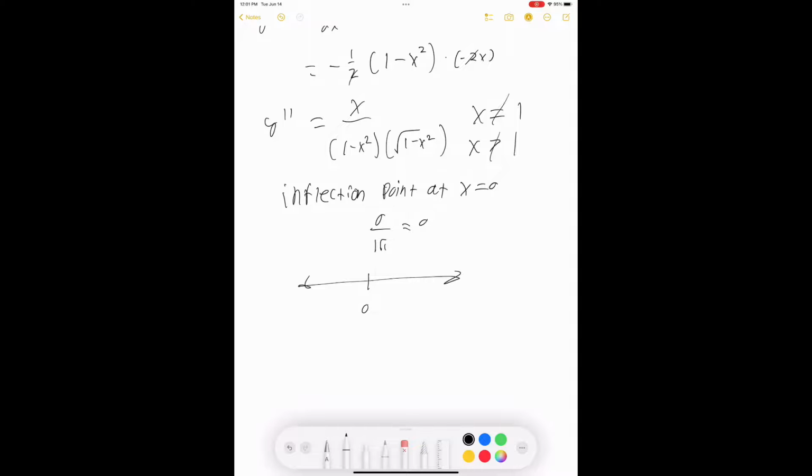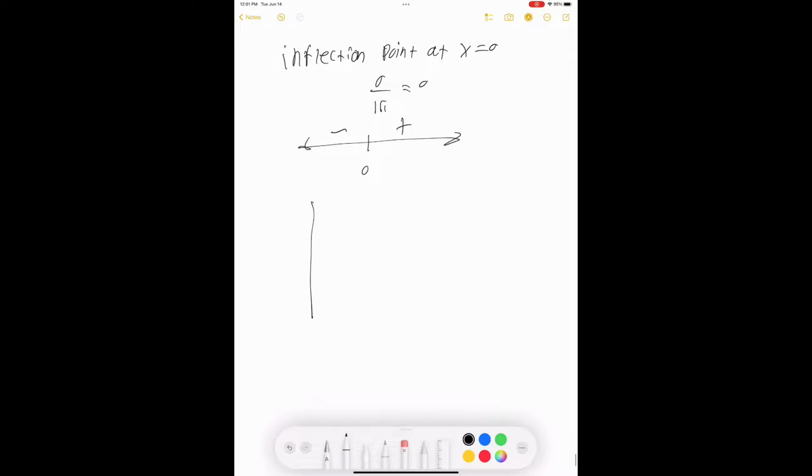So when x is greater than 0, you could plug in a 1/2, right? You're going to get a positive value. And of course, if we were to plug in a negative number, we'd still get a positive on the bottom, but we'd have a negative on the top, giving us negative concavity when we are less than 0. So we're ready to draw our function.